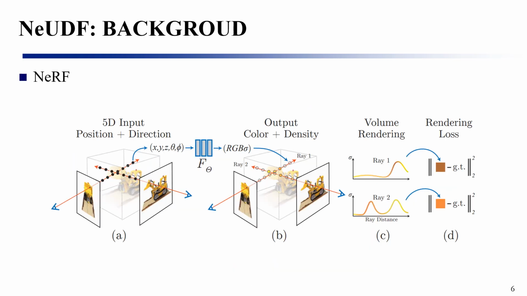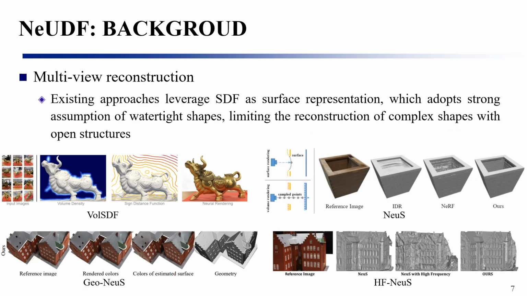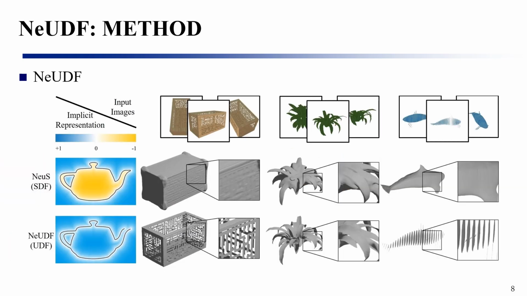For an object to reconstruct, NeRF learns the mapping from the spatial position and view direction to color and density at the sample point through volume rendering. There are several works using NeRF-like methods for 3D reconstruction of closed shapes. They leverage SDF as surface representation, which adopts a strong assumption of watertight shapes, limiting the reconstruction of complex shapes with open structures. To overcome this limitation, we propose NeUDF, a UDF-based volume rendering framework for 3D reconstruction of both closed and open surfaces.